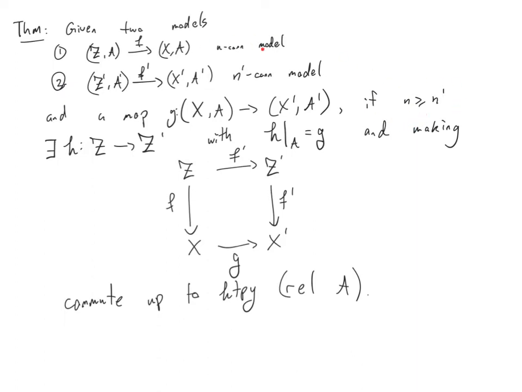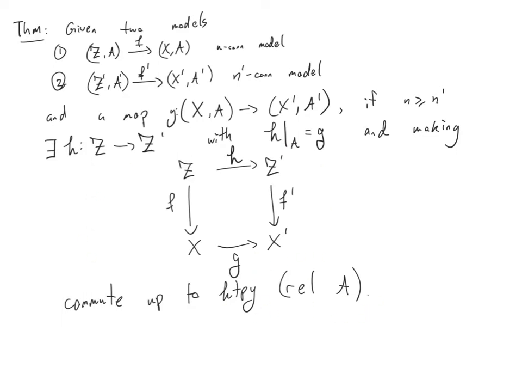So if the connectivity of this first model is bigger than or equal to the connectivity of the second model, and remember that higher connectivity means Z looks more like A, and notice this is greater than or equal to, which is fantastic, then we can find a lift H from Z to Z prime, which is right there, such that on A, H is just doing G, and it gives us this commuting square up to homotopy relative A.